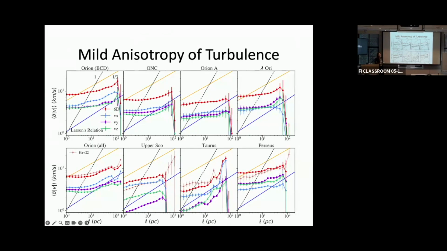What that tells us is, well, in a perfect Kolmogorov turbulent flow, you would expect perfect isotropy. So any deviation from that tells us there's something else going on. And we already know the universe is complicated. There are more things going on. And I'll mention one of the things, magnetic fields.